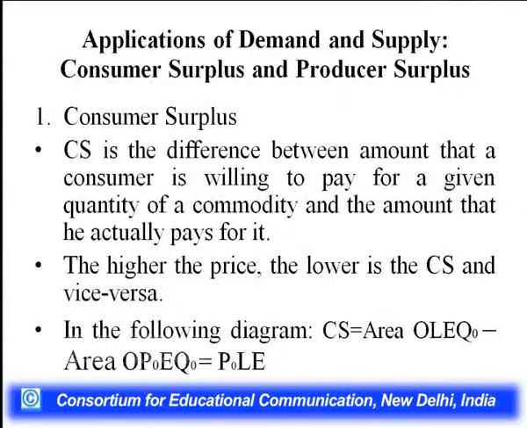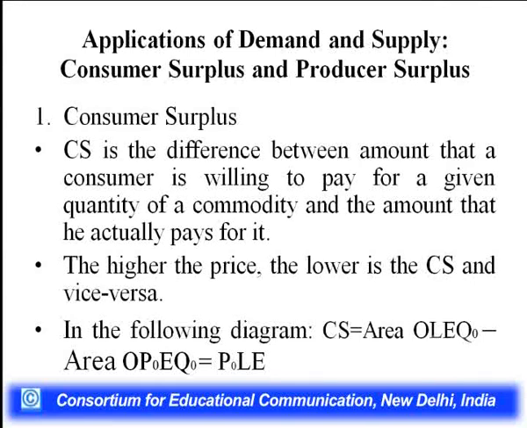Now, we can say something about consumer surplus and producer surplus, which is again a very important application of the demand and supply analysis. Consumer surplus is the difference between the amount that a consumer is willing to pay for a given quantity of a commodity and the amount that he actually pays for it. The higher the price, the lower is the consumer surplus and vice versa.